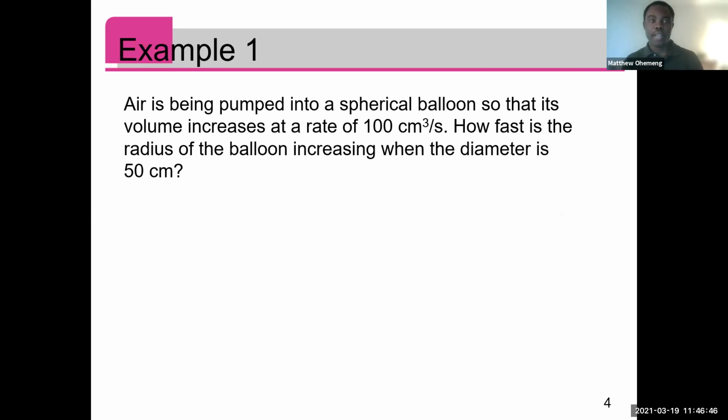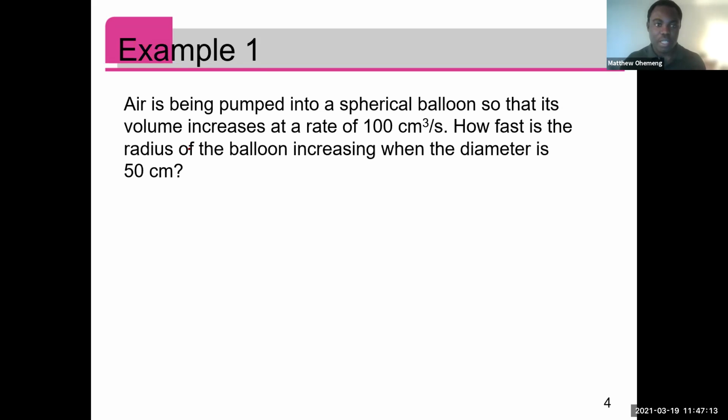For example 1, it says air is being pumped into a spherical balloon so that its volume increases at a rate of 100 centimeter cube per second. How fast is the radius of the balloon increasing when the diameter is 50 centimeters? Now, related rate problems are story problems most of the time, so you just have to be able to pick out your information. Check what is given, and then ask yourself what you are being asked to solve.